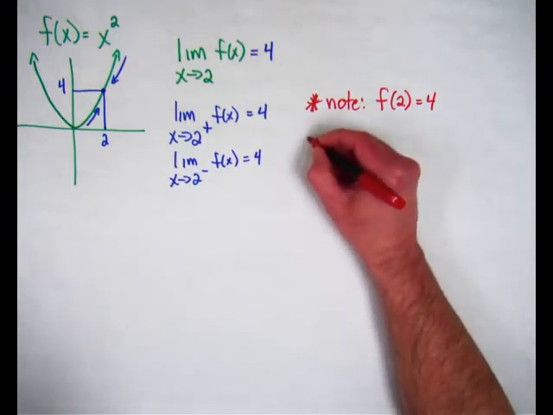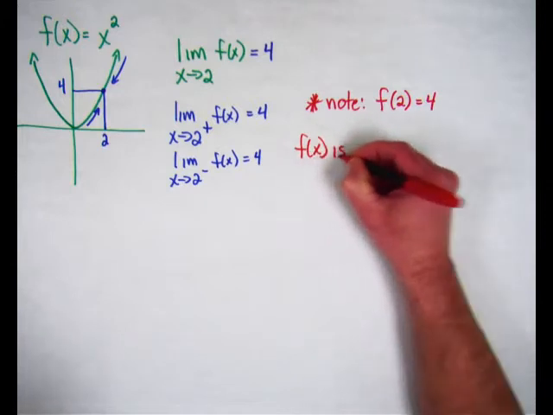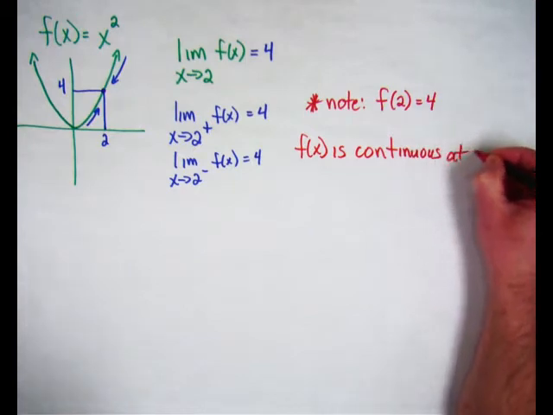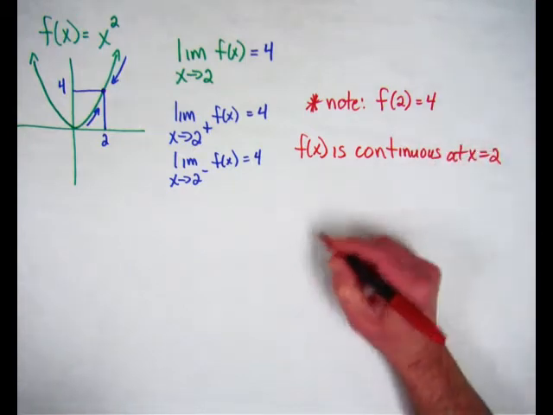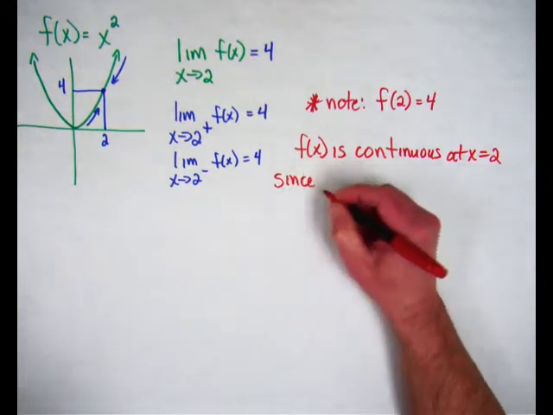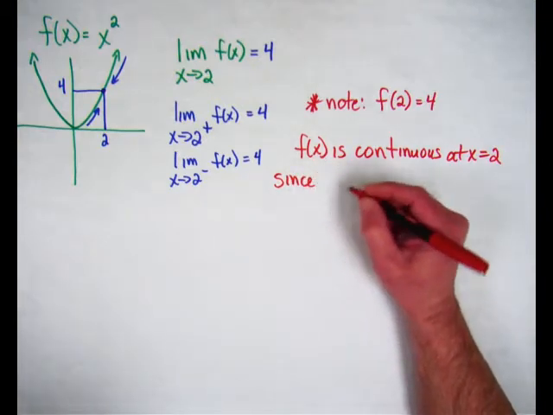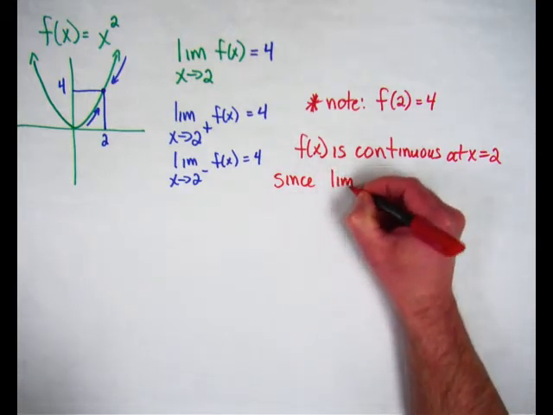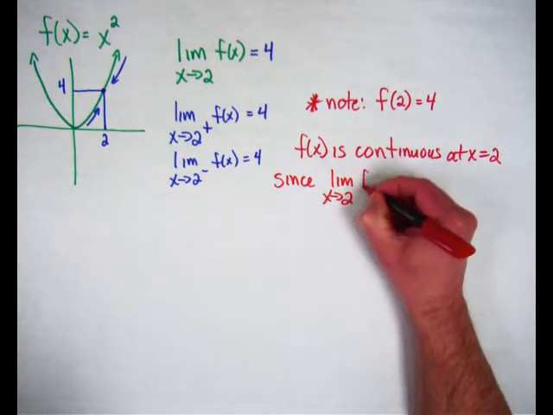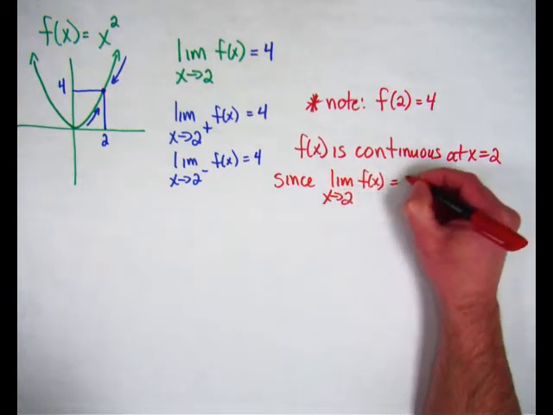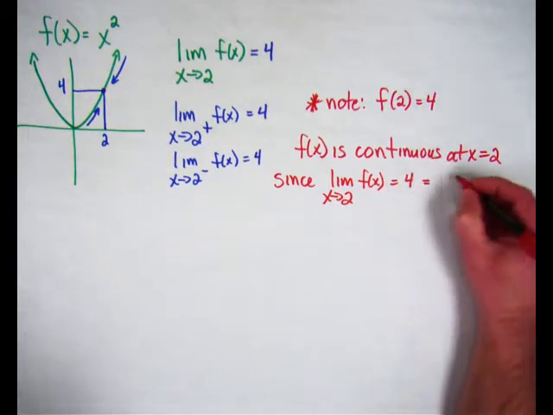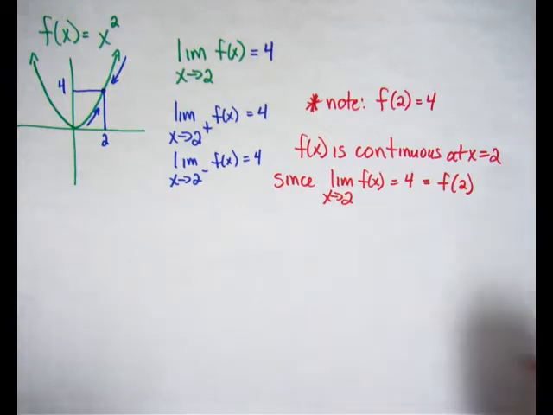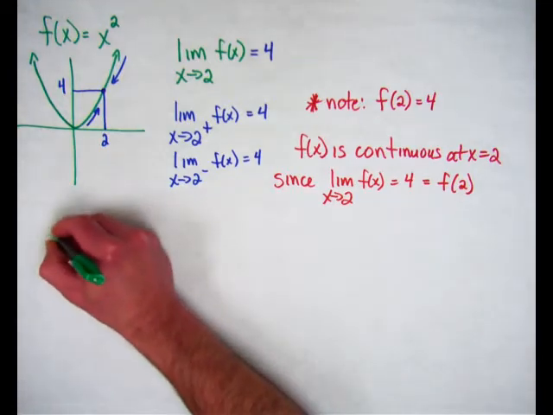We would say that this function f of x is continuous at x equals 2 since, and this is now going to be our definition of continuity, and I'll give you the definition in a moment, the reason why our function is continuous is because the limit as we approach 2 of this function is equal to 4, but that's also equal to the function right at that point, which is 4. So here's the definition of continuous.